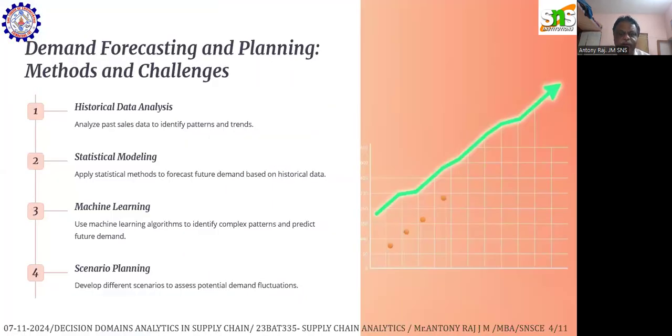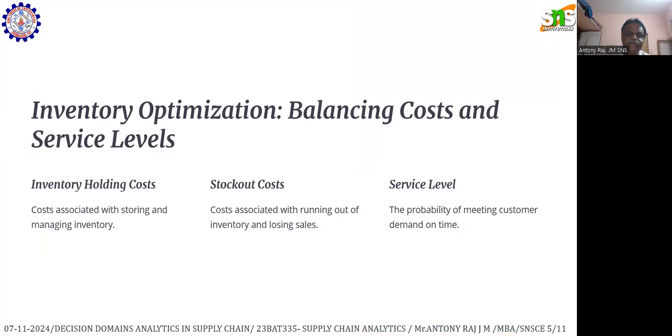Next is demand forecasting and planning, methods and challenges. This is one very important area where supply chain analytics is applied. One is historical data analysis, where you analyze past sales data to identify patterns and trends. Statistical modeling, where we apply various statistical models to predict future demand based on historical data. Machine learning, where you use machine learning algorithms to identify complex patterns and predict future demand. Scenario planning is developing different scenarios to assess potential demand fluctuations.